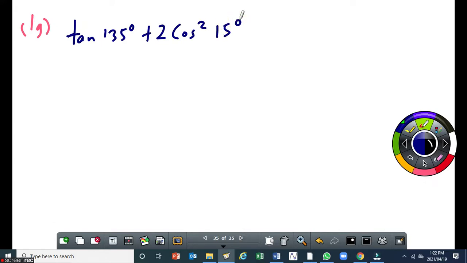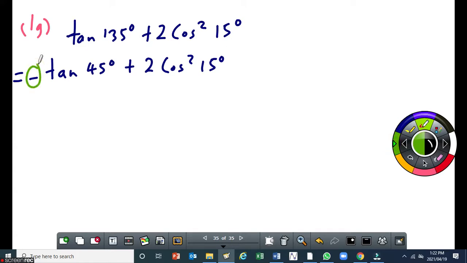Now we can't touch the 2 cos squared 15 degrees. We have to simplify the tan 135. But I can also touch it. For now, let me convert this angle to an acute angle. So it becomes minus tan 45 degrees plus 2 cos squared 15 degrees. I'm not using a calculator, don't forget that. So I'm supposed to use special angles. Fortunately, this tan 45 is equal to 1, but because there's a minus in front here, it will become a negative 1. So minus tan 45 is negative 1.